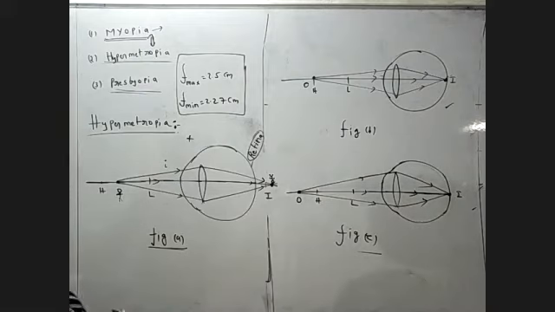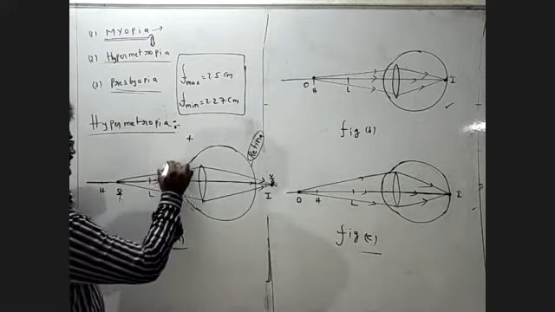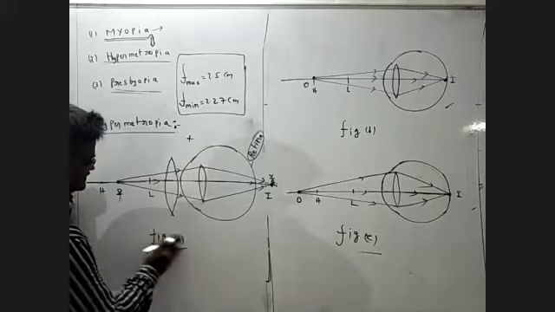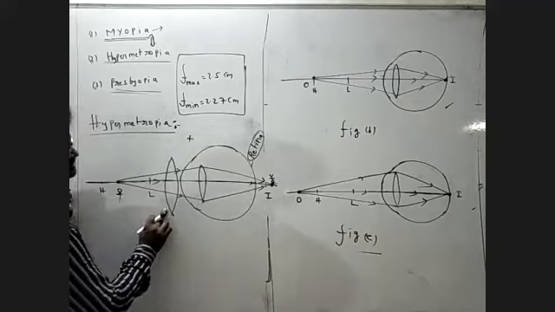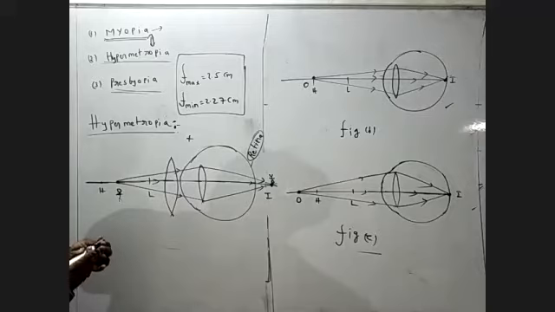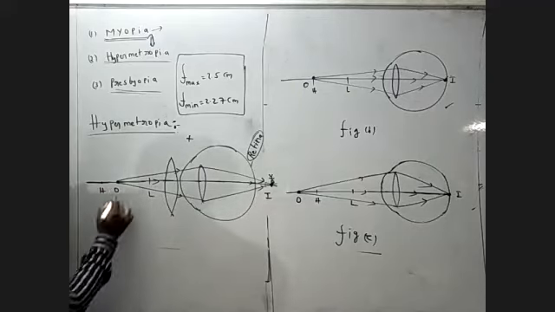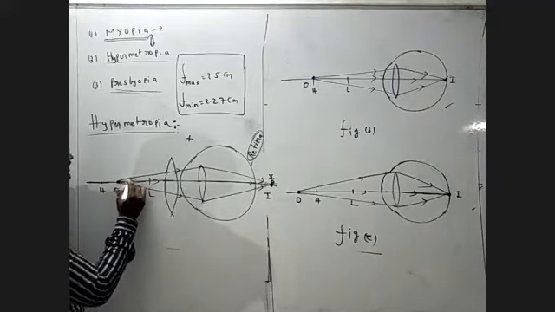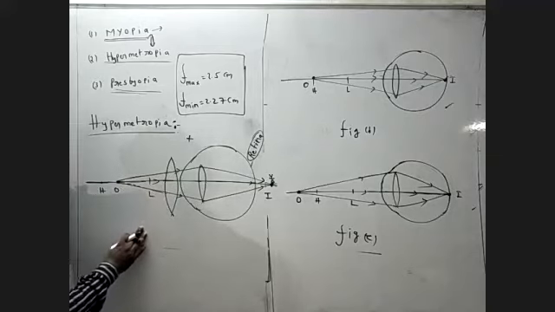We are using a convex lens. What is a convex lens? I'm taking a convex lens. This convex lens is placed very near to the eye. So you see here what will happen. This is the object. Now the rays are traveling in this direction and strike at this point. You know very well.